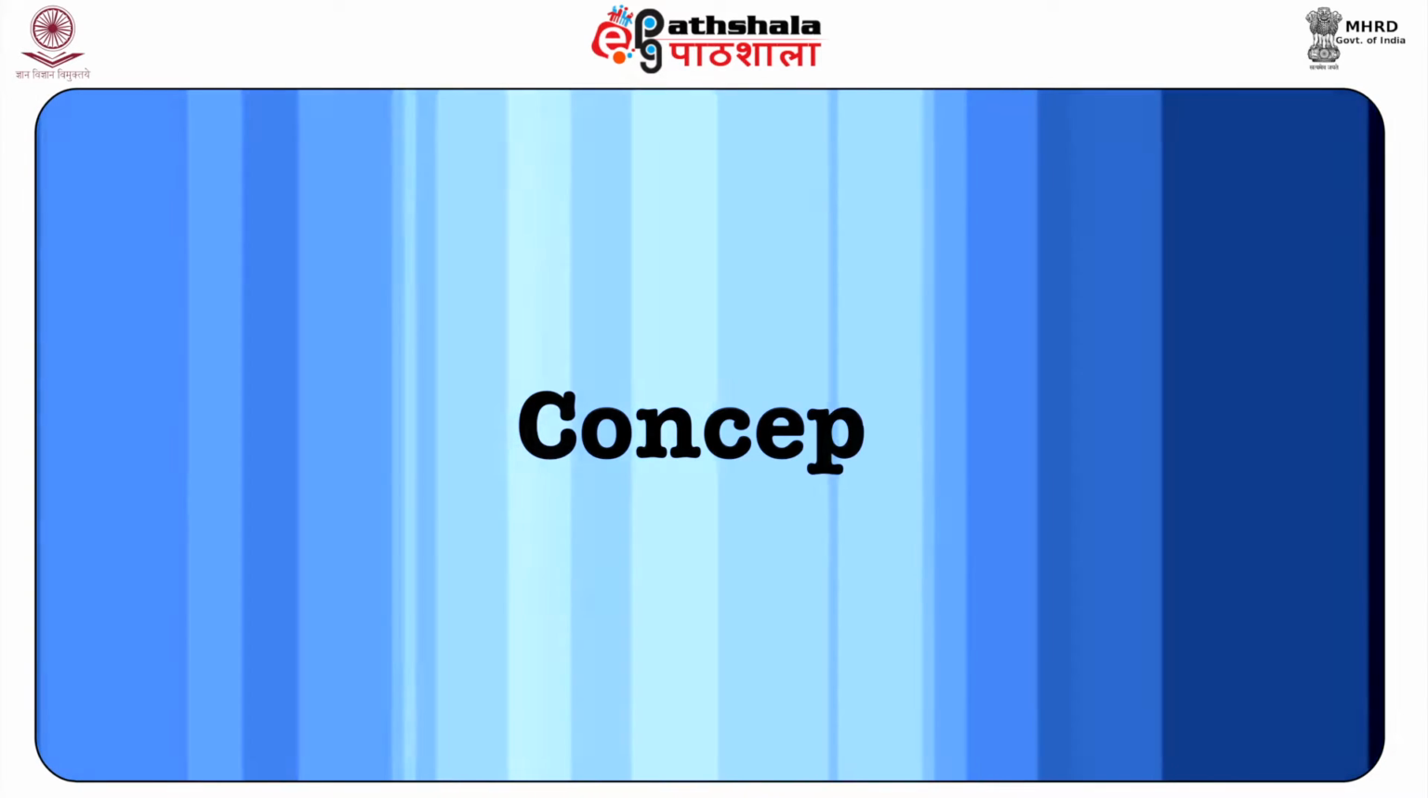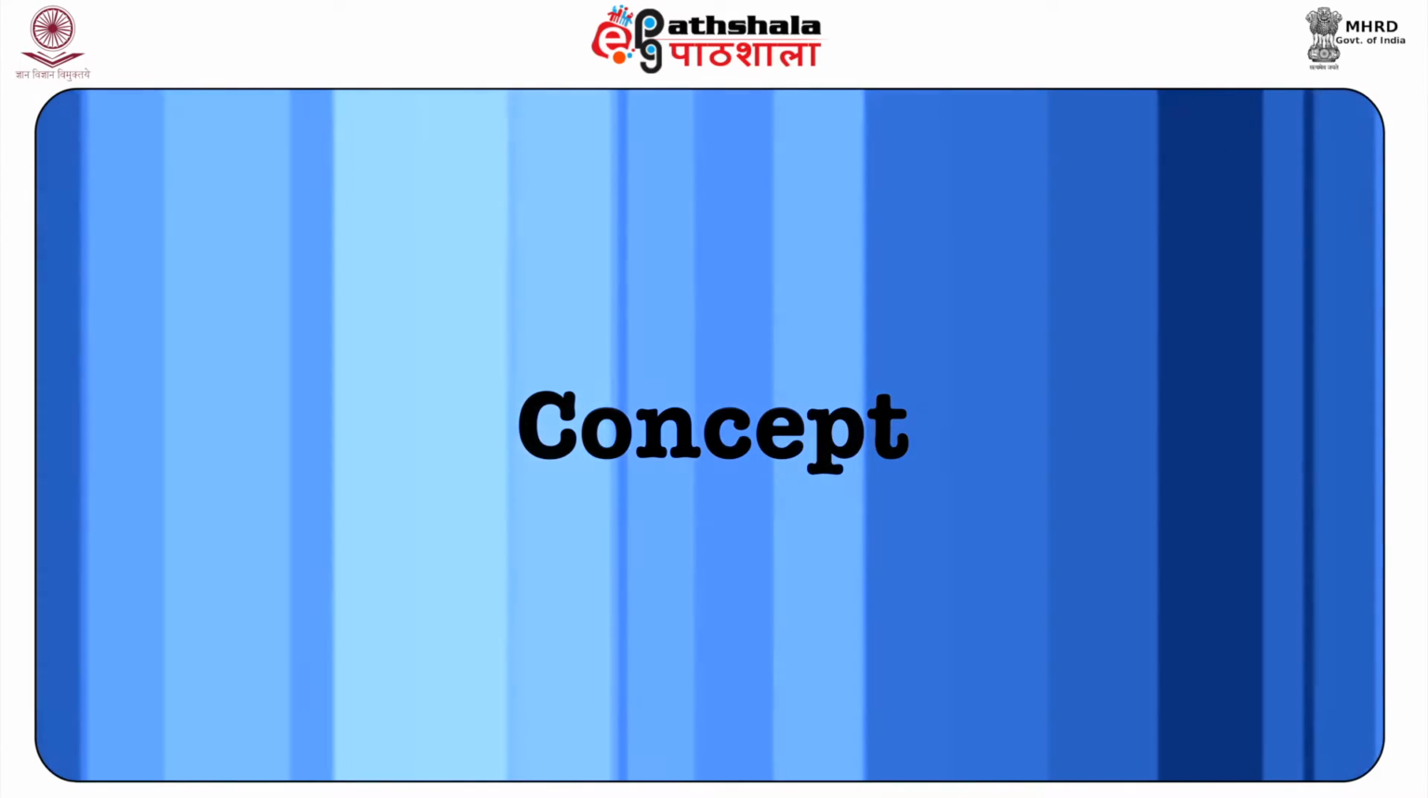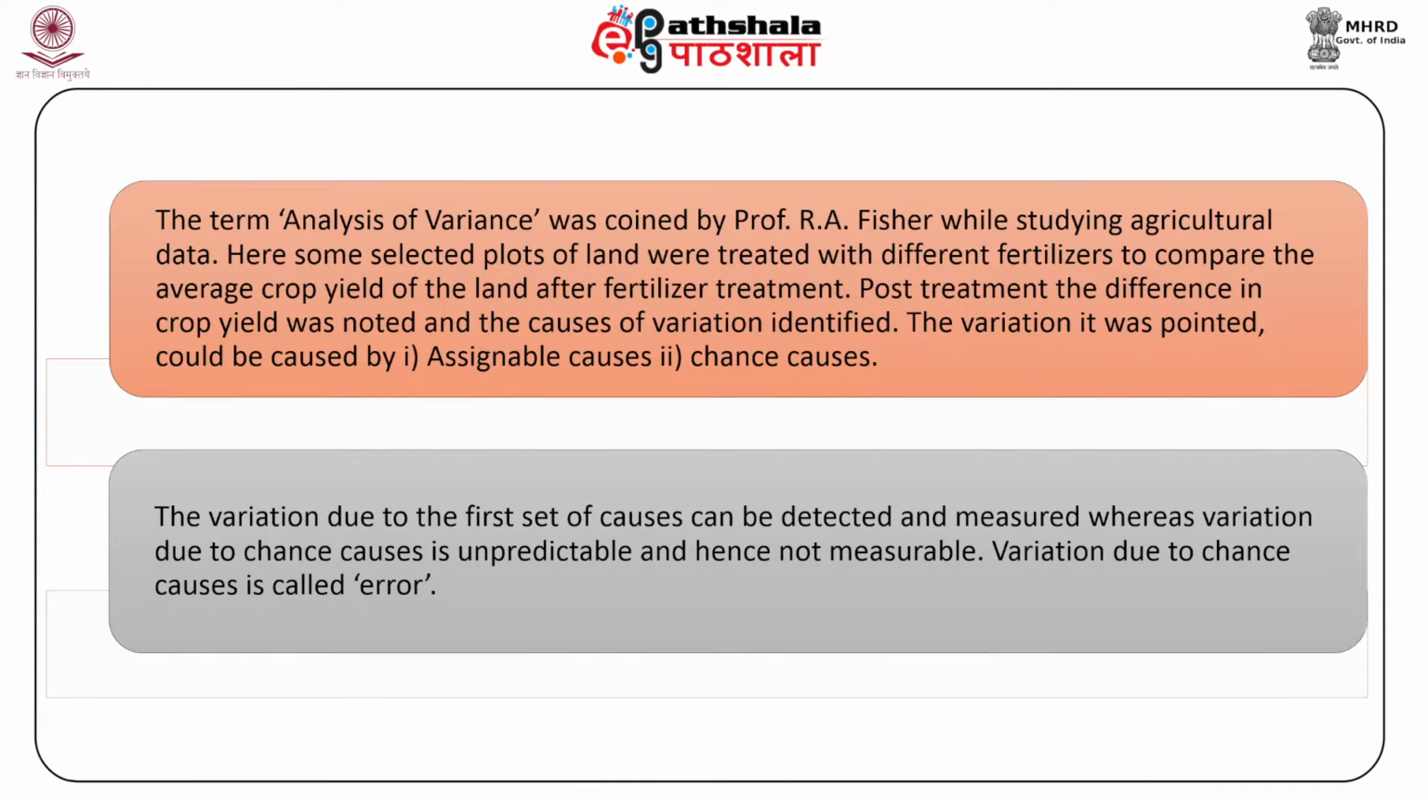Let us begin with the concept of one-way ANOVA. The term analysis of variance was coined by Professor R.A. Fisher while studying agricultural data. Here, some selected plots of land were treated with different fertilizers to compare the average crop yields of land after fertilizer treatment. Post-treatment, the difference in crop yield was noted and the causes of variation identified.